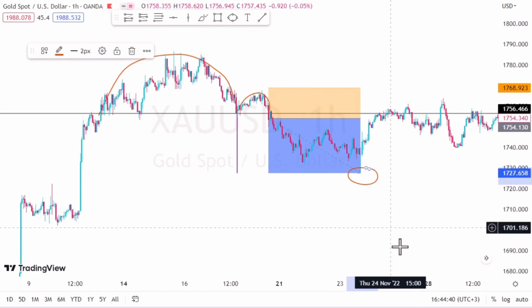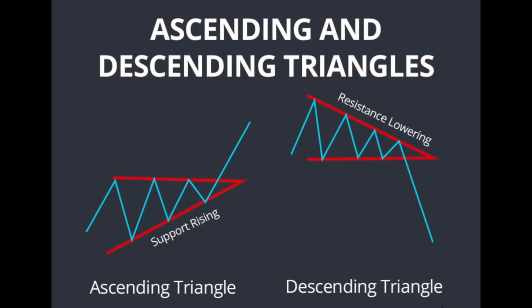Now that we've covered the most important reversal patterns, it's time to talk about continuation patterns. The first one is the triangle, ascending and descending. The triangle pattern is a popular continuation pattern that indicates a potential trend continuation. This pattern is formed when the price of a stock creates a shape that looks like a triangle, with either an upward or downward trend.